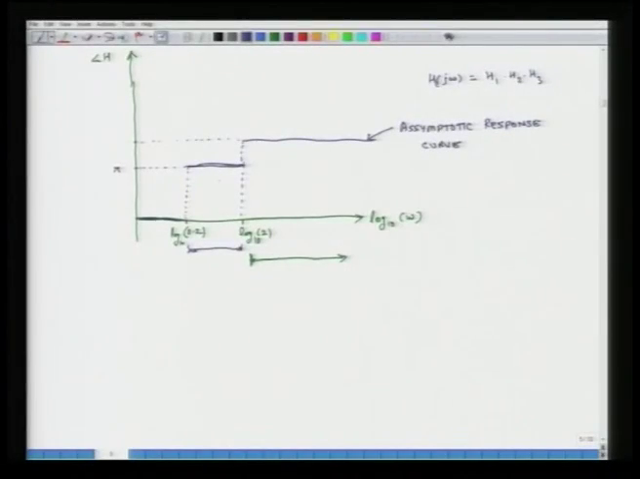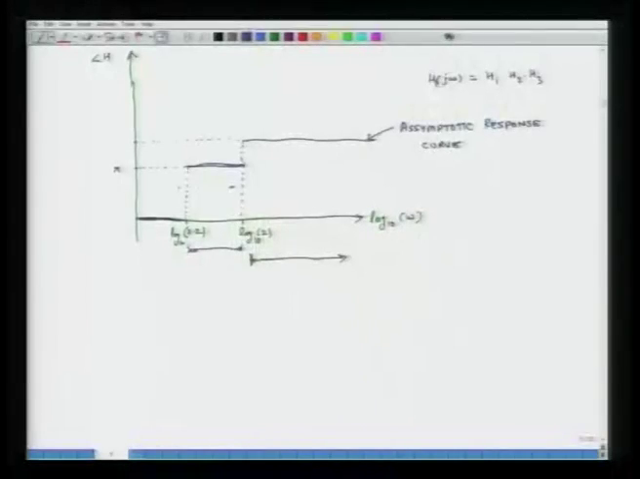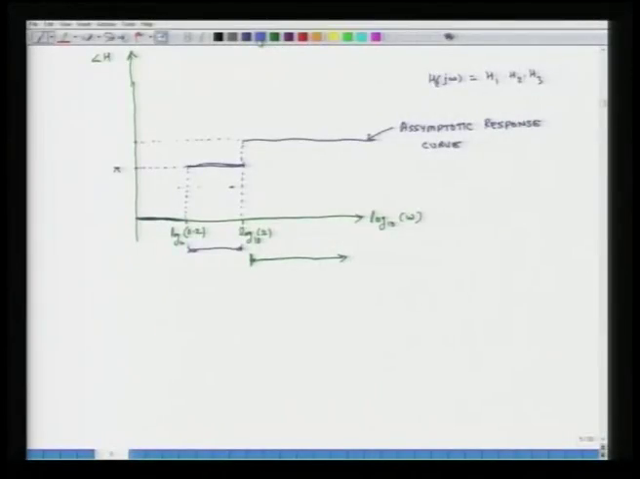However, in real systems, the transitions from this range to this range to this range, they are more or less fairly smooth. So, the actual response curve will be bounded by this asymptotic response curve, but however, this asymptotic response curve gives us some qualitative understanding how the system is going to behave. The actual curve in this case may very well look like something like this, and that is what I am going to plot in light blue.